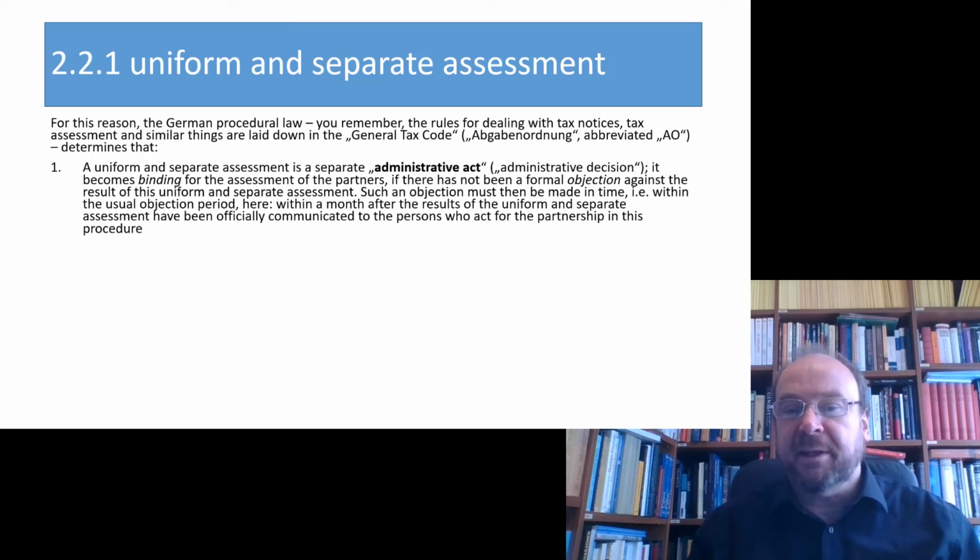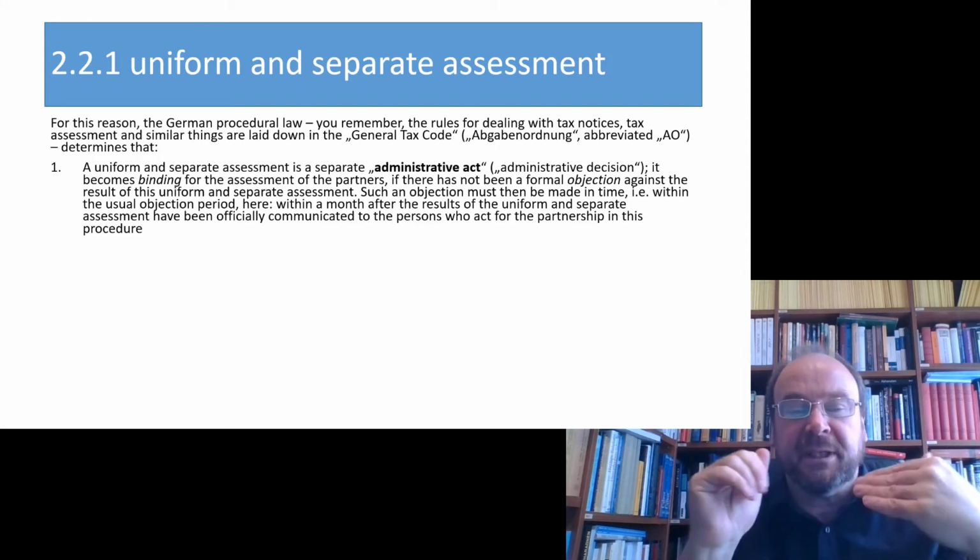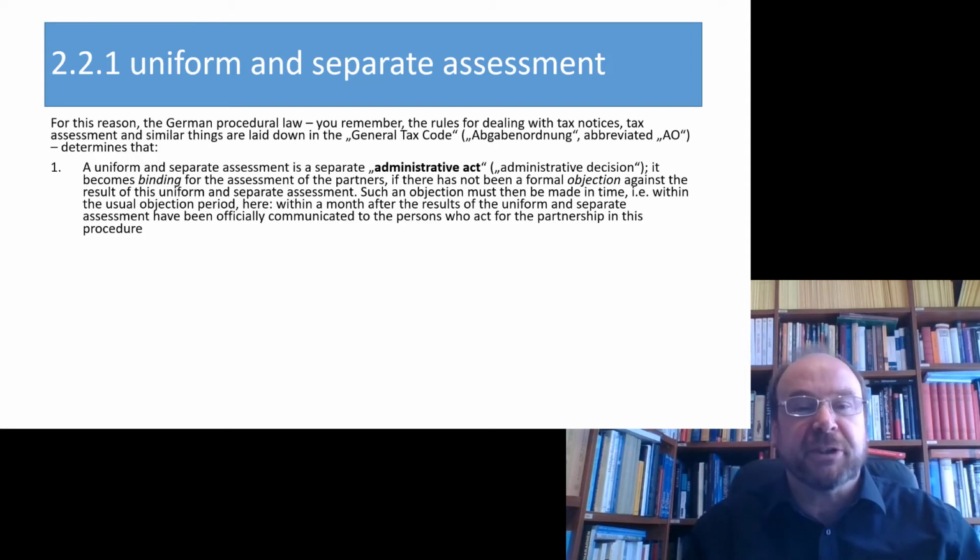So the Uniform and Separate Assessment is an administrative act. It's binding if you do not object in time. And if you object, then the whole thing is renegotiated and checked, and then in the end you get a definitive Uniform and Separate Assessment, which then says, okay, profit is not 450, profit is, let's say, 420,000. Then again, 1/3 of 420,000 would be 140,000 for each of the partners. But then this is the final non-contradictory and binding solution. So once that procedure is over, the result stands and is binding.